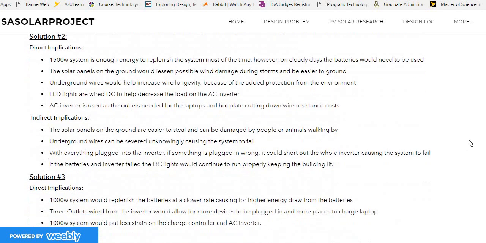For solution 2, some of the direct implications would be a 1500 watt system is enough energy to replenish the system most of the time. However, on cloudy days, the batteries would need to be used more often than on sunny days. The solar panels on the ground would lessen possible wind damage during storms and be easier to ground, naturally, because it's on the ground. Underground wires would help increase wire longevity because of the added protection from the environment.